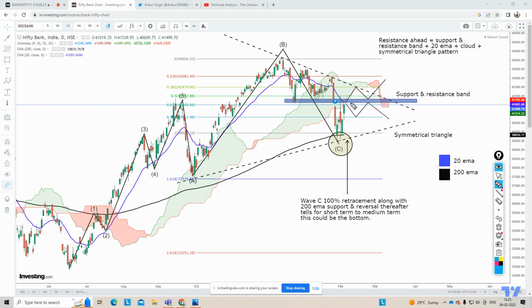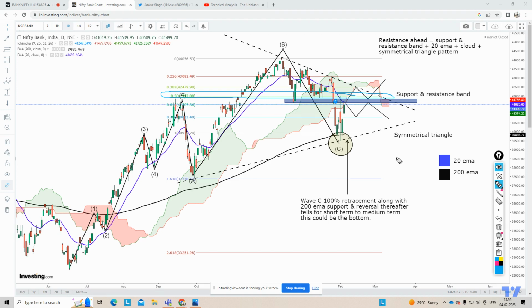Now here you can see there is a cloud which is interrupting the breakout. This is the 20 EMA, which I have shown in this color. So this is the 20 exponential moving average. Plus, if you see, there's a support and resistance band, and I have calculated the projection of wave C with the help of trend-based Fibonacci extension. So this area is also coming to 50% of the entire wave swing. Correct. So 50% is always important.